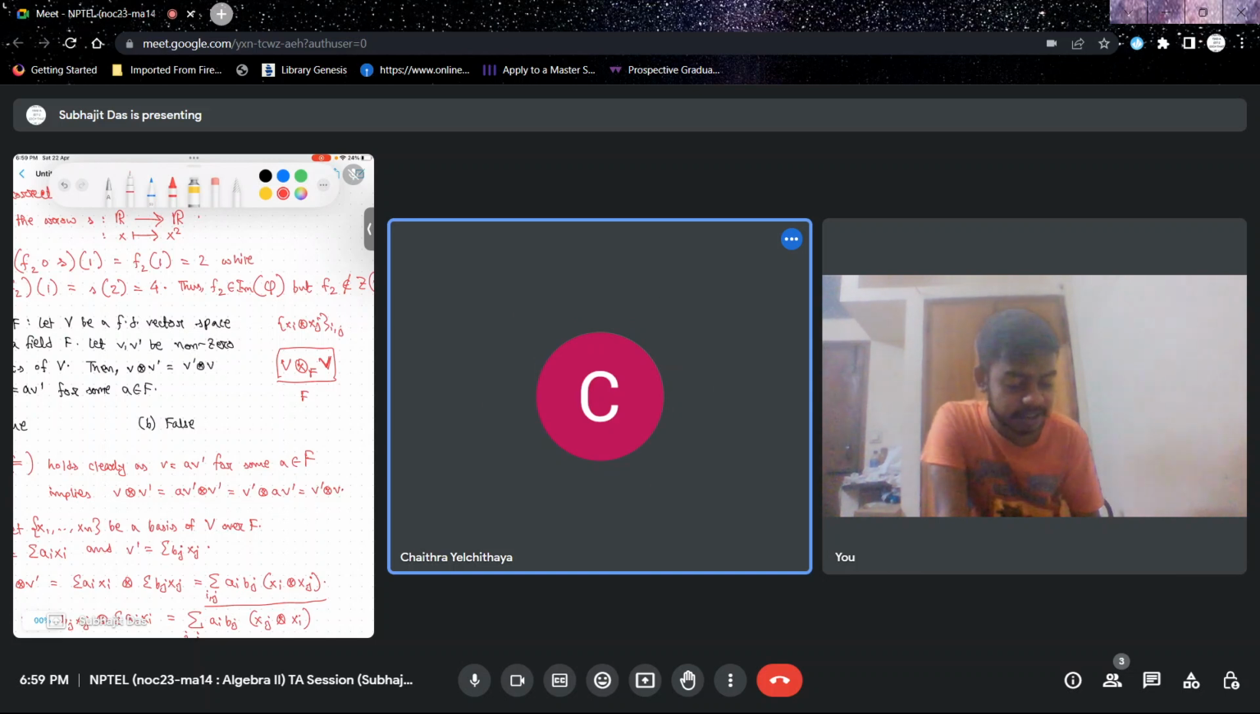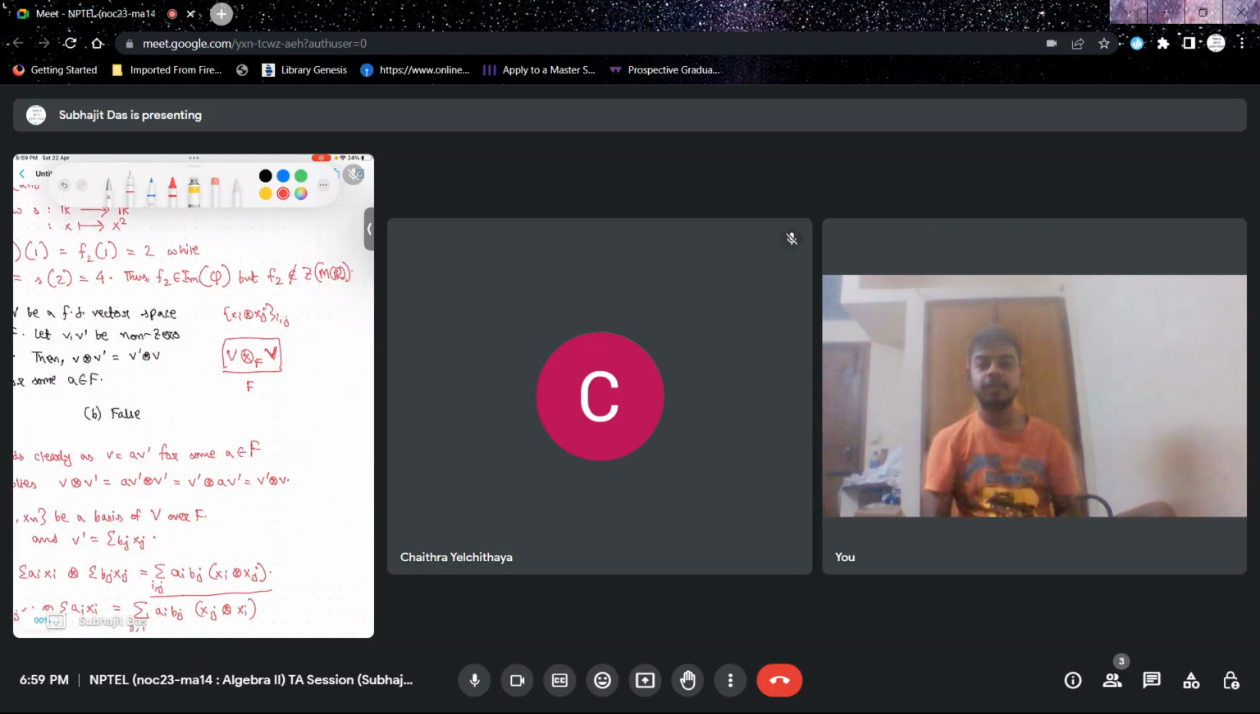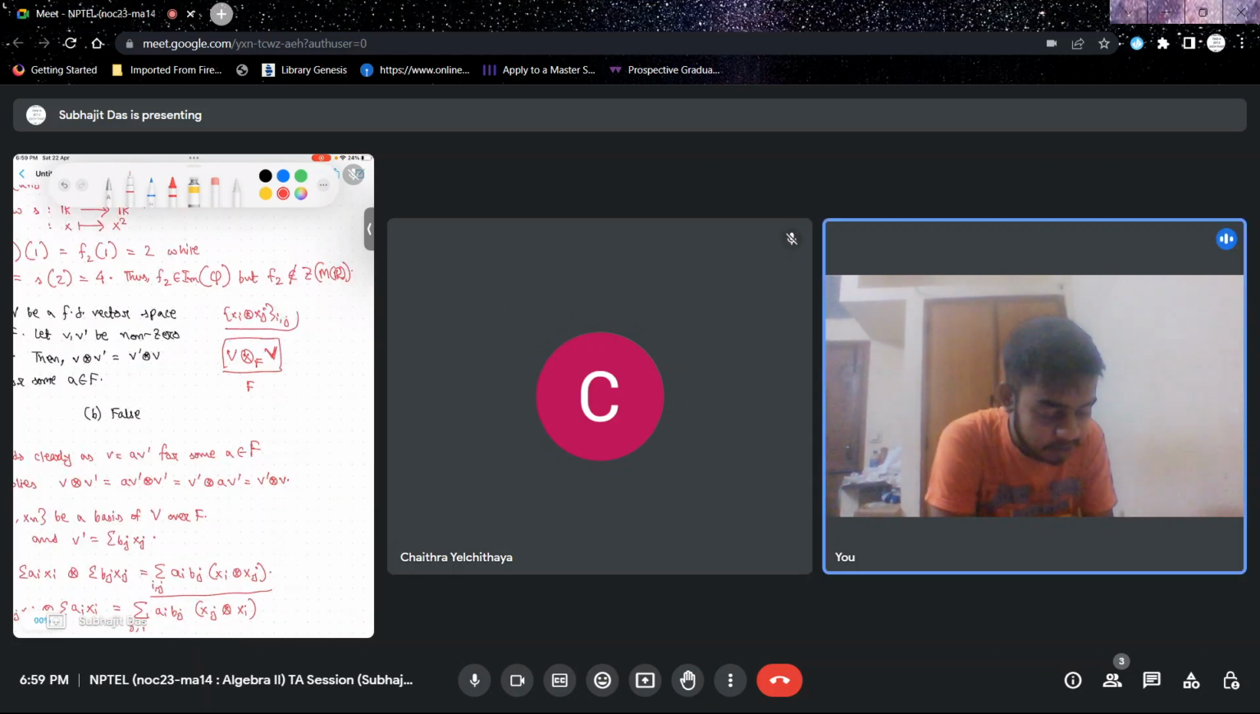Okay, and why is that? Without getting to this, that this will be a basis, this has n square many elements, because that would be a cyclic argument. Why is the dimension of this tensor product n square?